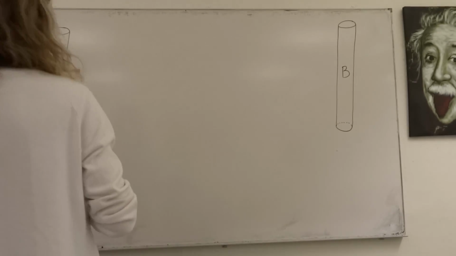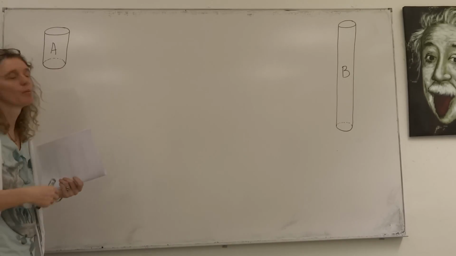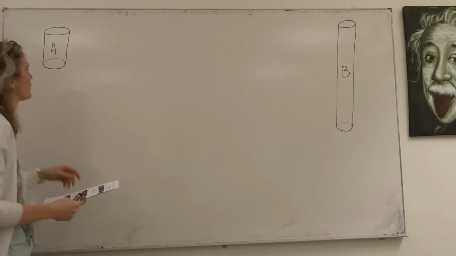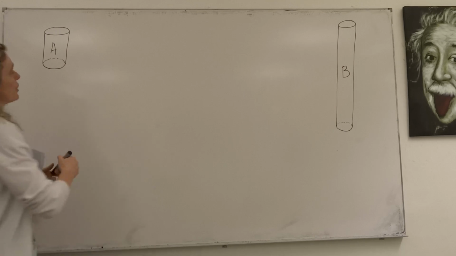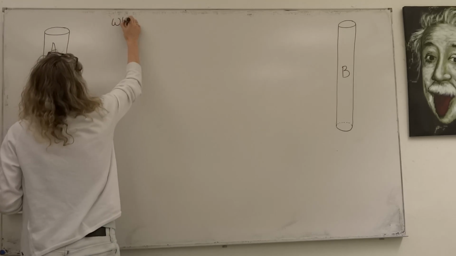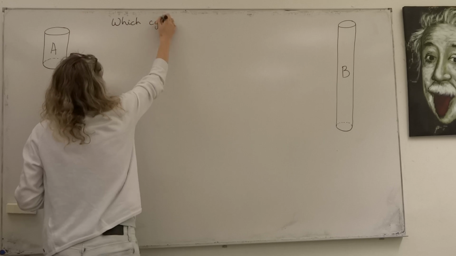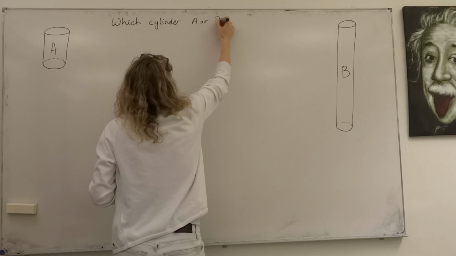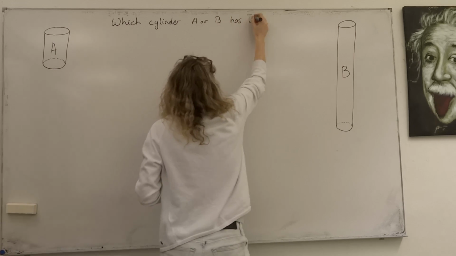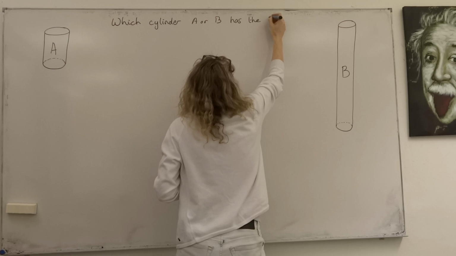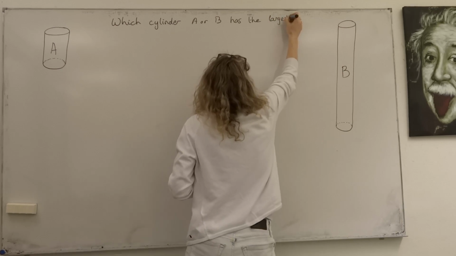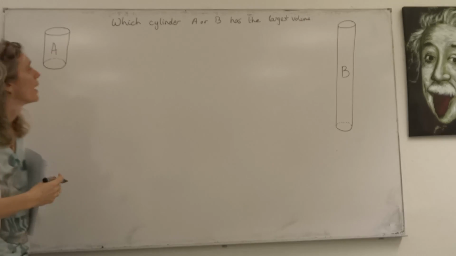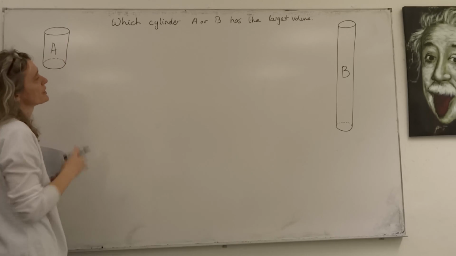Okay, here we've got a clue solving problem where they give us one clue at a time and we have to work out the answer to the main question, which is: which cylinder, A or B, has the largest volume? And we've got 6 clues, and we have to take clue 1 first, clue 2 first, etc., etc.